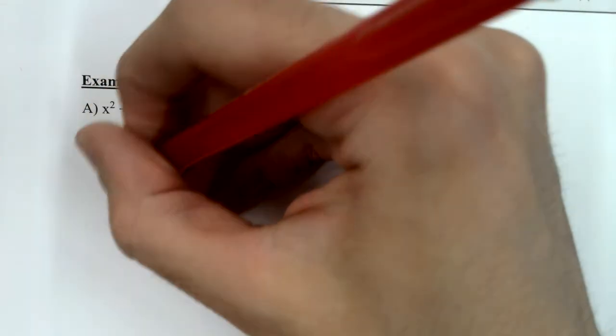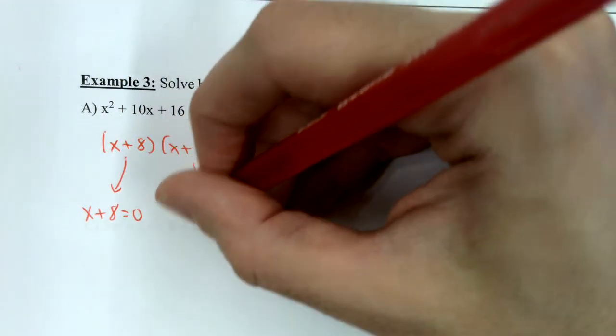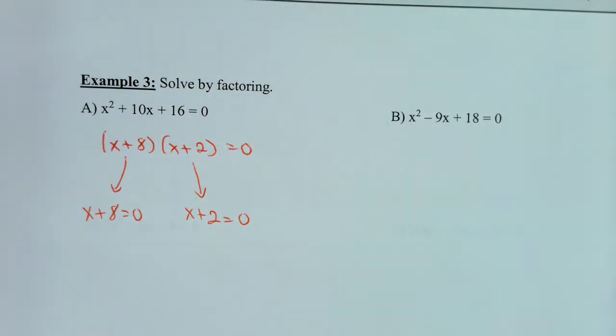Now you're going to solve each of these. So x + 8 = 0, solve that in a minute. x + 2 = 0, and we'll solve that. So you get x = -8 and x = -2.